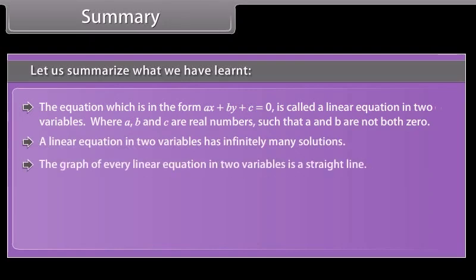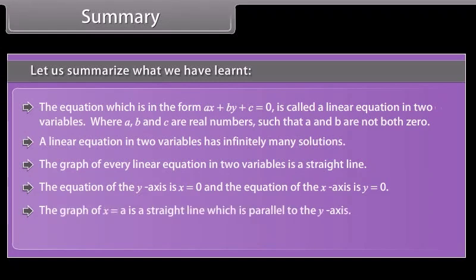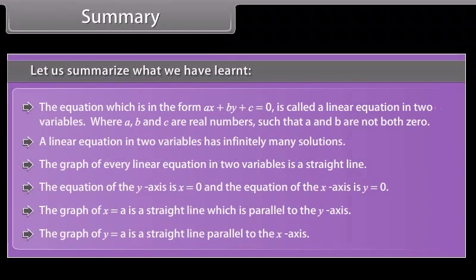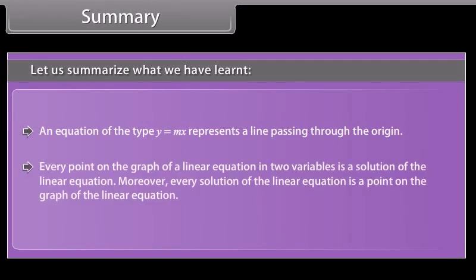The graph of every linear equation in two variables is a straight line. The equation of the y-axis is x is equal to 0, and the equation of the x-axis is y is equal to 0. The graph of x is equal to a is a straight line which is parallel to the y-axis. The graph of y is equal to a is a straight line parallel to the x-axis. An equation of the type y is equal to mx represents a line passing through the origin. Every point on the graph of a linear equation in two variables is a solution of the linear equation.